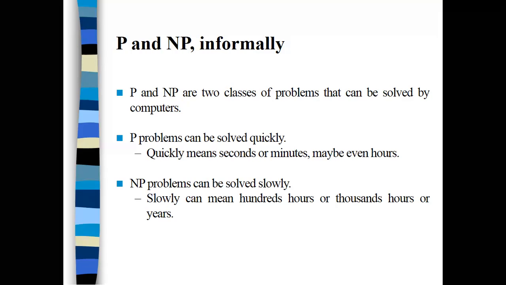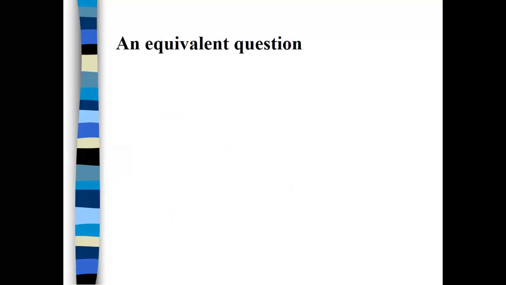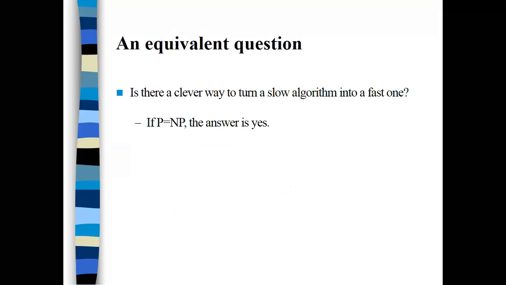So there are two types of problems we have classified here. First, the P problems that can be solved very quickly, and in NP problems we may need 100 hours, 1,000 hours, years or months to solve that specific problem. So the question is: is there a clever way to turn a slow algorithm into a fast one? Yes, we can turn a slow algorithm into a fast one, but we have to be very careful about the efficacy and effectiveness of that specific algorithm.